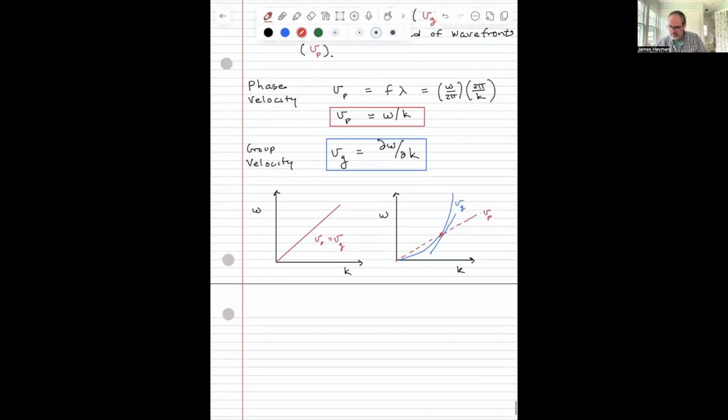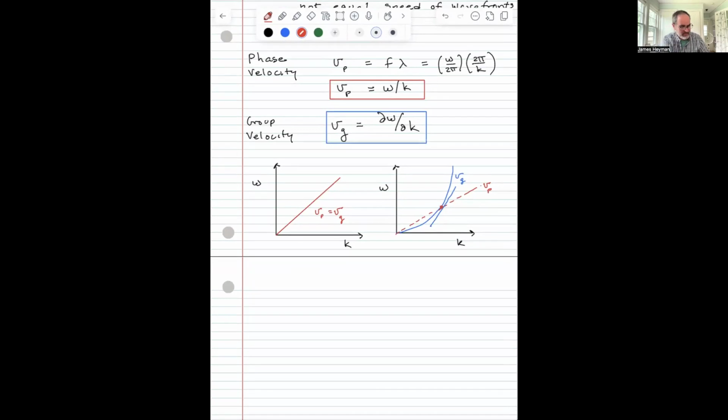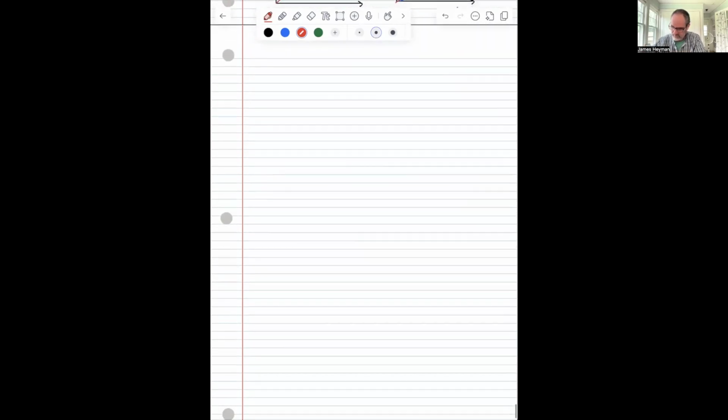Okay? So this kind of dispersion occurs in many different systems. It occurs in water waves. It occurs in light waves when they move through a medium like glass, where the index of refraction depends on frequency. And it turns out it occurs in matter waves. And that's why we're investigating this. Here, let's look at an example and consider water waves.